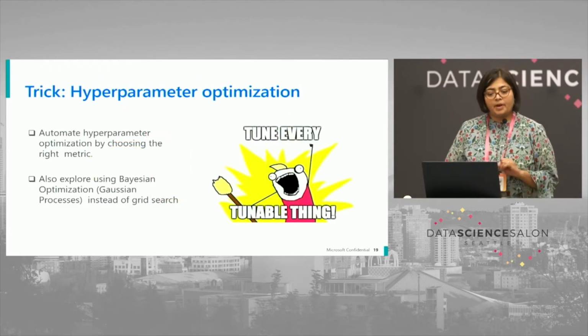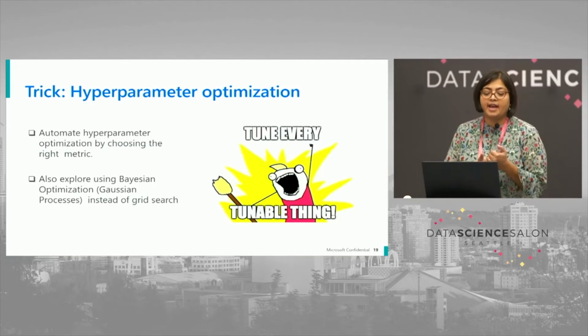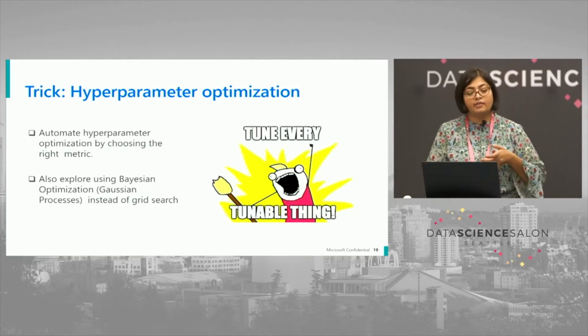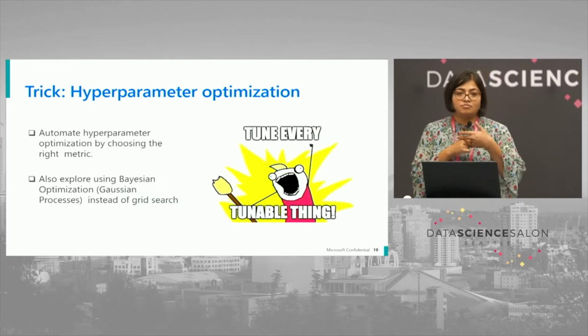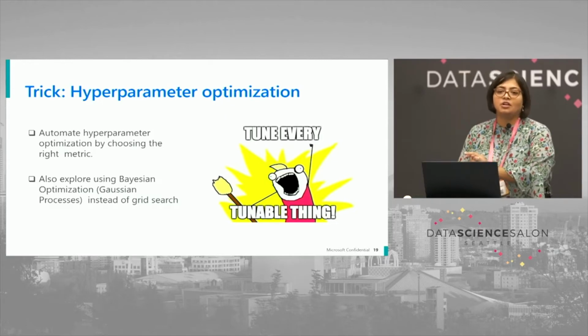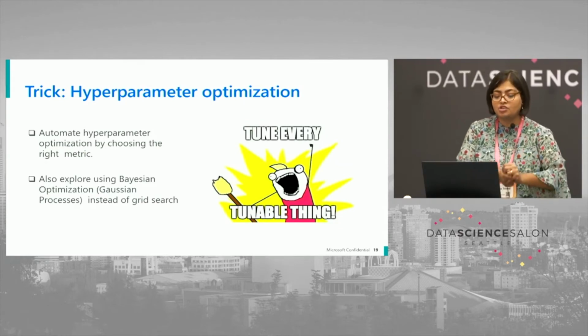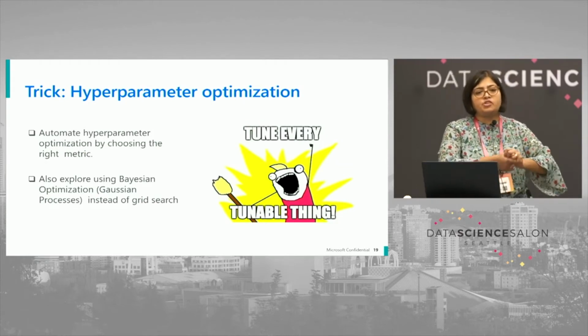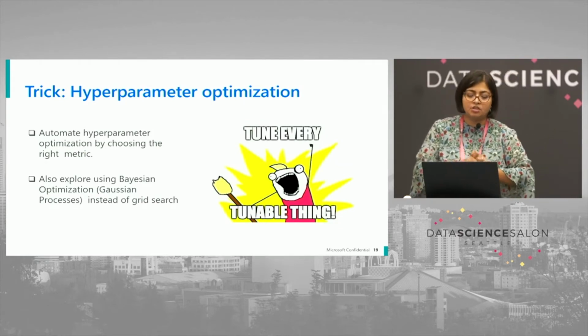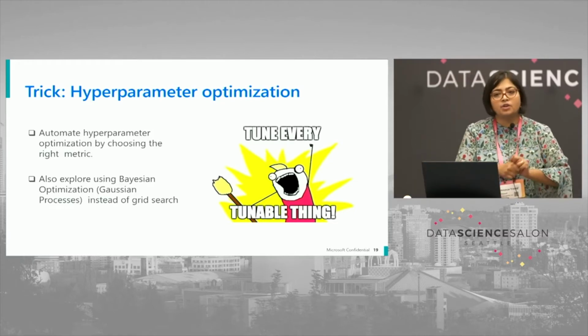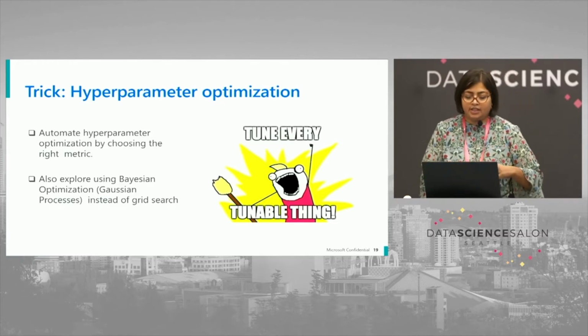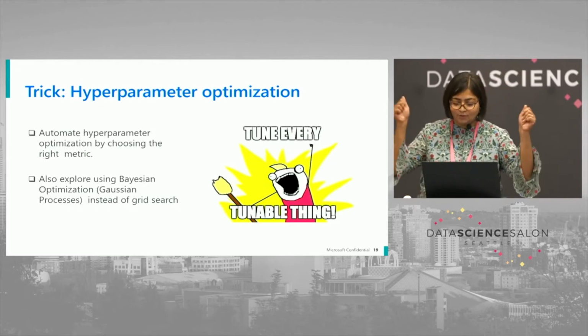The trick is hyperparameter optimization. We need optimization by choosing the right metric. Obviously, the suggestion is do not use a grid search. Try to explore more and more Bayesian optimization. There are lots of optimization packages nowadays which use Bayesian or Gaussian processes to optimize your feature space, so you can actually do it. So let's tune everything tunable.